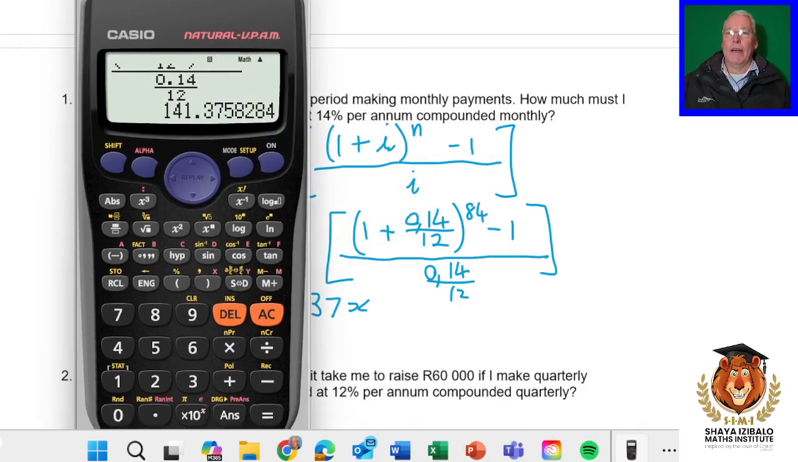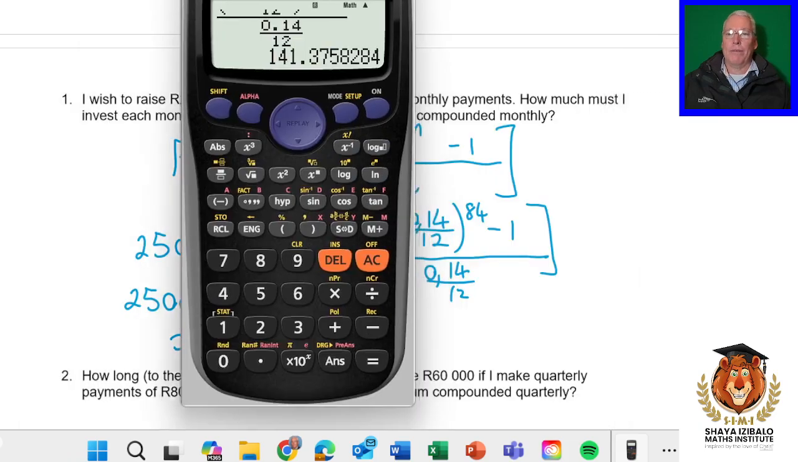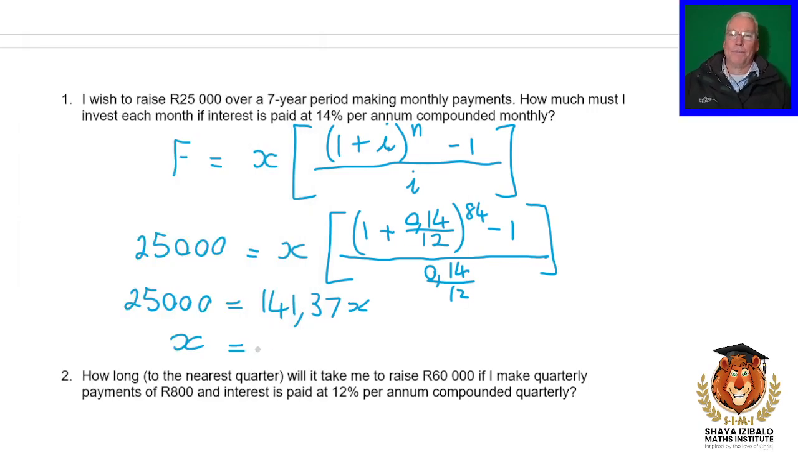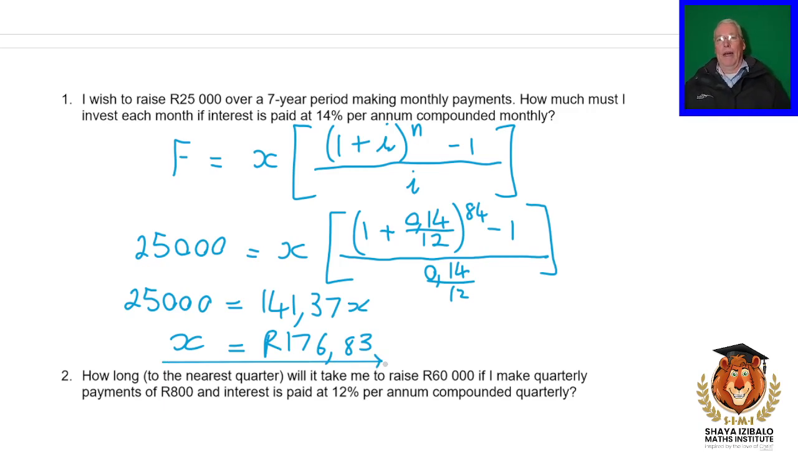So I'm just going to go here, 25,000, because you see if I press all clear and press answer, there's that number. So I'm going to go 25,000 divided by that answer. And we get 176.83 cents. 176.83. And that is the amount that we must pay monthly for 84 months, 7 years, in order to end up with 25,000 Rand.